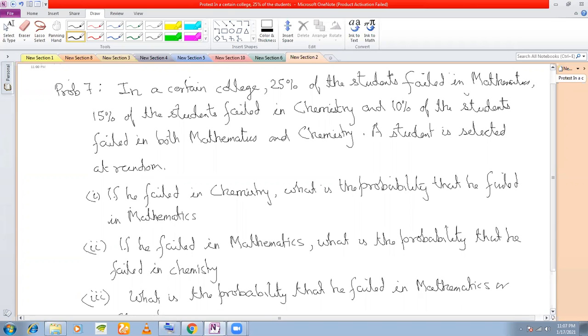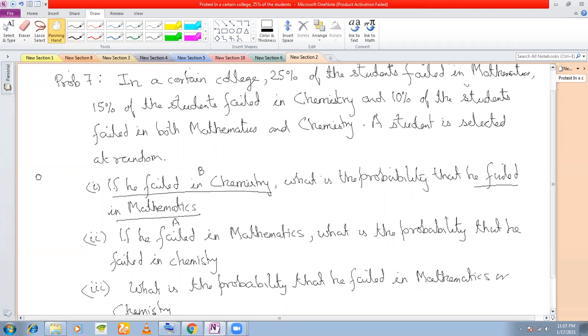So what is the given event in the first part? If he failed in chemistry, that means this is the given event, right? That means this should be my event B, isn't it? Given event, that he failed in chemistry. And what is the question? That he failed in mathematics. This should be my event A, right?